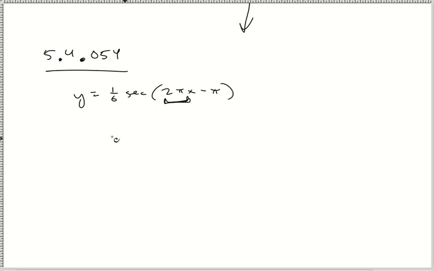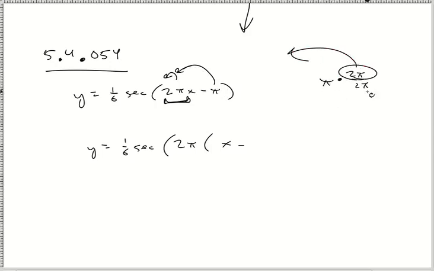So 2 pi needs to come out of both of those guys. The 1/6 can stay. That's easy. 2 pi comes to the front. X minus, well, if I'm pulling a 2 pi out of both of these, the pi comes out. But you can always just do this to verify: the pi's are going to cancel, leaving you with a half. Just a plain old half. And so that's going to be a shift to the right. Again, inside opposites, there's a minus sign.